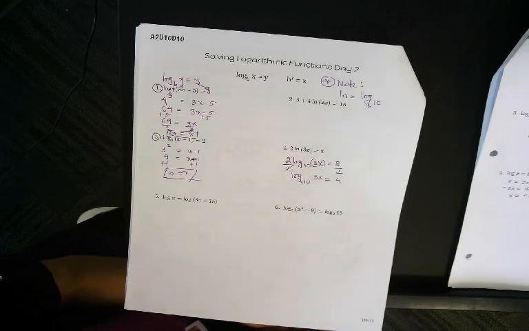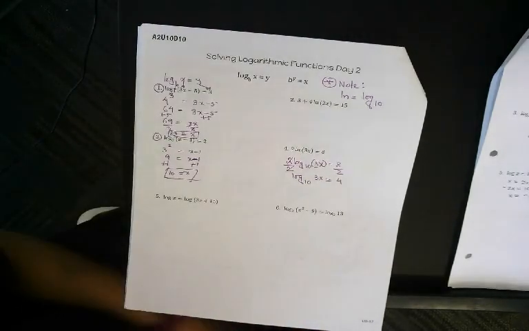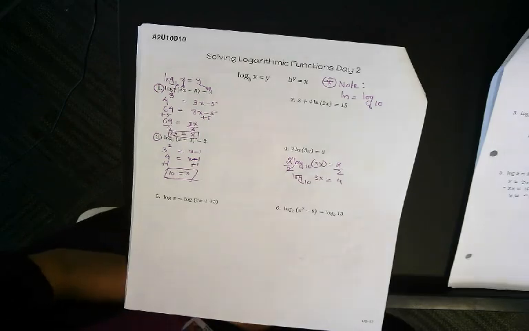Your log has to be by itself before you convert it into the exponential. That has to be absolutely by itself on one side, and the other side will have all the numbers.